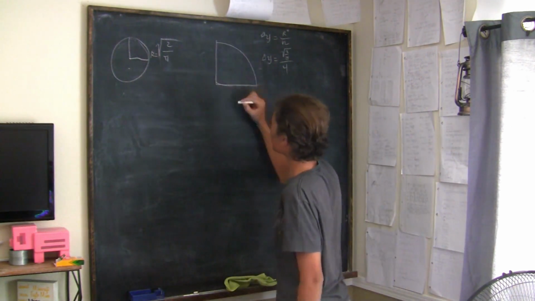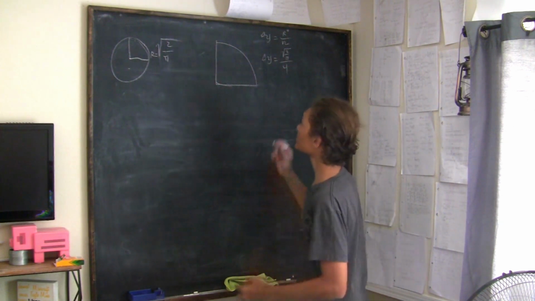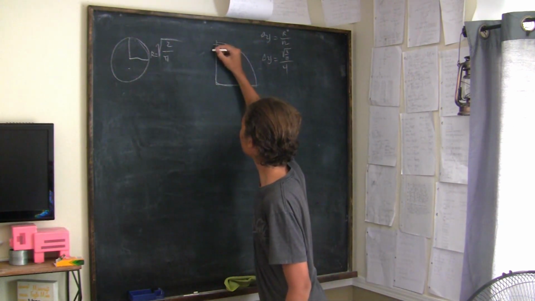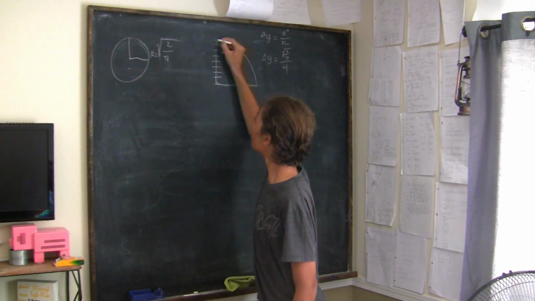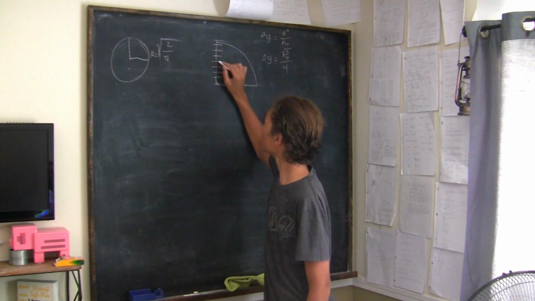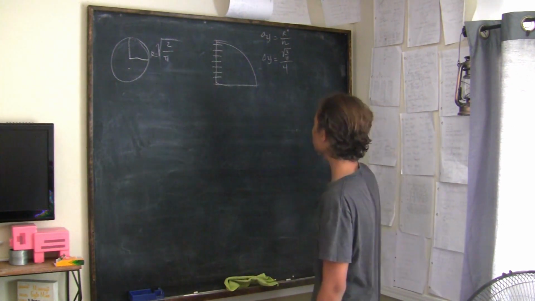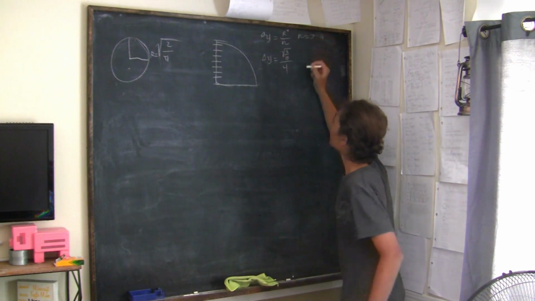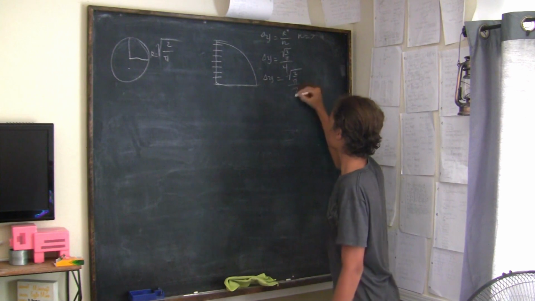How many? So what should we have n be equal to? Let's just see what we can do. 1, 2, 3, 4, 5, 6, 7. There we go. So n is equal to 7. That means delta y is equal to square root of 2 over pi over 7.